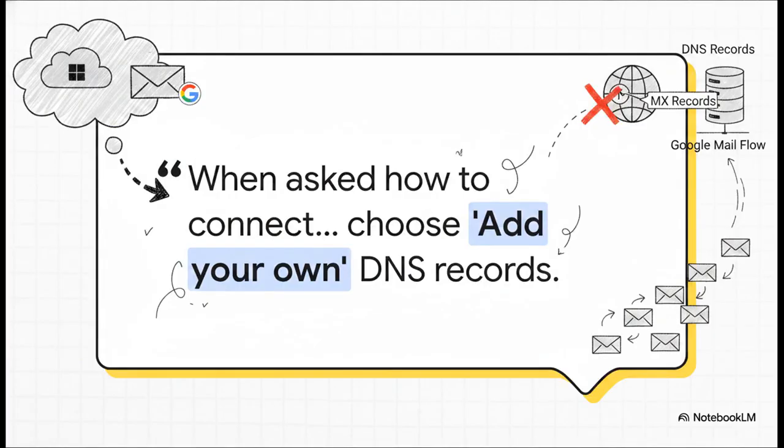And here we go. This is the second absolutely critical step. When Microsoft asks how you want to connect the domain, do not let it configure the records for you. I repeat, do not. You have to choose Add Your Own DNS Records. Why is this so important? Because this is what prevents Microsoft from trying to take over the mail flow. We need that MX record to keep pointing to Google, and choosing this option makes sure it stays that way.